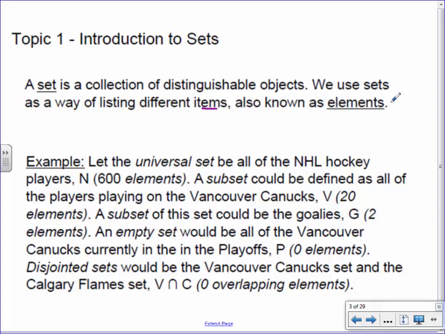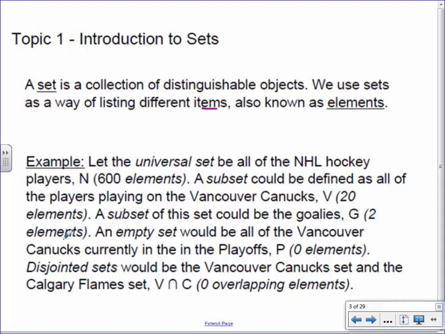Does that make sense? So I've got this silly example of hockey players. I took a dig at my own team here. Let the universal set be everybody we're going to consider. Everybody under consideration is hockey players. We could call those N, and I said there's 600 elements because in the NHL there's 600 players, give or take. A subset could be everybody playing for the Vancouver Canucks. A subset is a smaller grouping of it. I'm going to label those V, and Vancouver has 20 players. Another subset of that could be the goalies, and Vancouver has 2 goalies on their team.